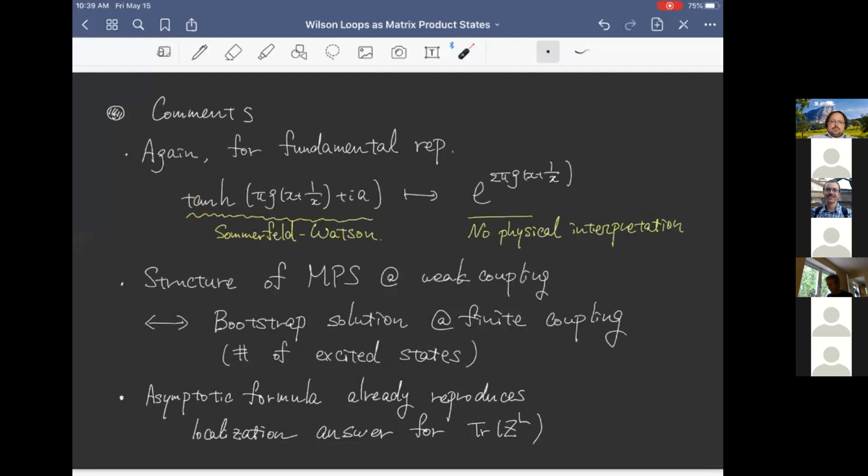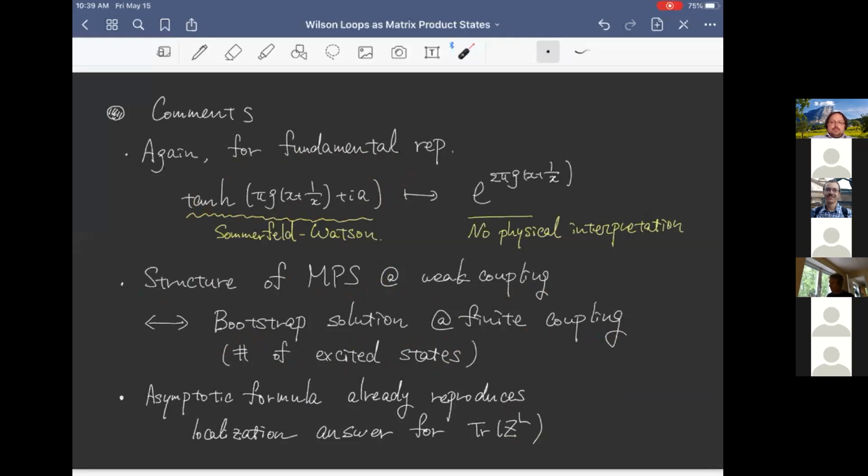So another comment is that there is some very deep relation between the structure of MPS at weak coupling and the bootstrap solution at finite coupling. In particular, the number of excited states is related to the bond dimension.